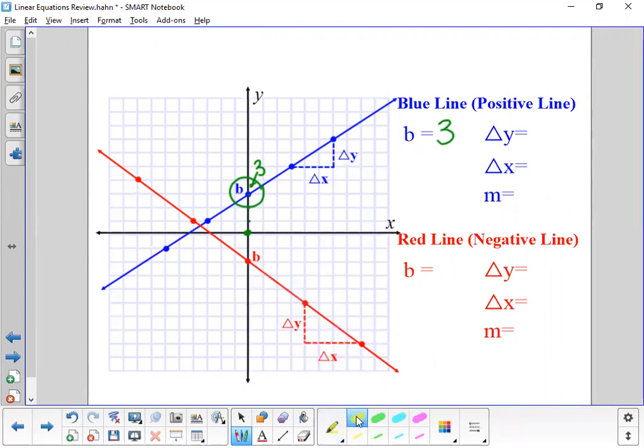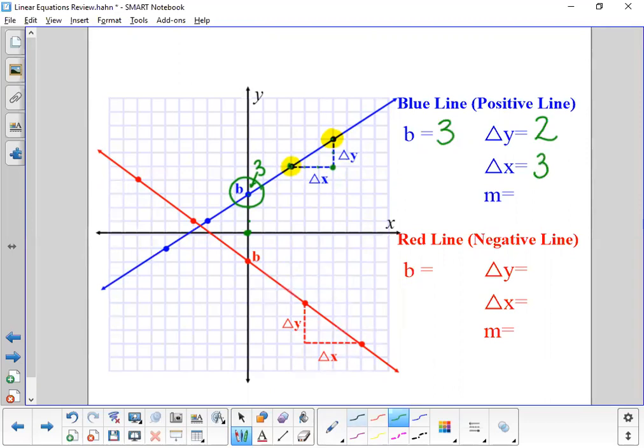Now I have a slope triangle drawn in here, and you can see it goes from one lattice point up to the next lattice point. And that helps me find my delta x and my delta y. So let's start with the delta y. And again, I'm just going to count from this corner of my slope triangle. 1, 2. It went up 2, so my delta y is going to be 2. And then I'm going to count my delta x, and it went 1, 2, 3. So my delta x is 3.